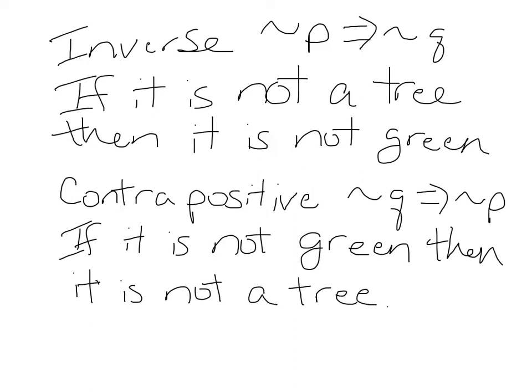tree. I forgot to say up there with the inverse, it may not be true again, so that is a false statement up there for the inverse. If it's not a tree, then it's not green. Once again, a frog, it's not a tree, and it is green. Contrapositive is always true. If the original statement is true, then the contrapositive is true. If it is not green, then it is not a tree.